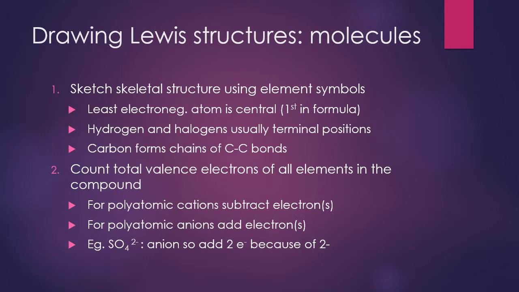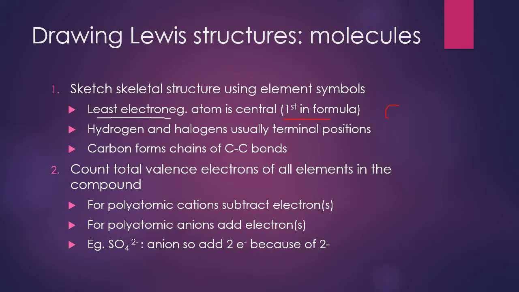The first step is to sketch the skeletal structure using the symbols. When you're given a chemical formula, you figure out how the atoms are arranged: what is connected to what? To help you figure that out, you take the least electronegative atom, and that's going to be your central atom. Usually the least electronegative atom is the first one present in the formula.